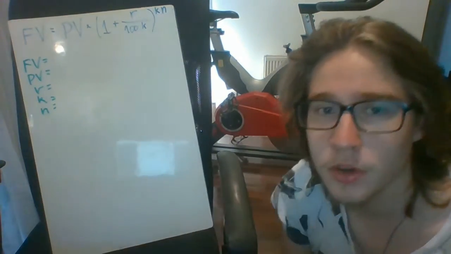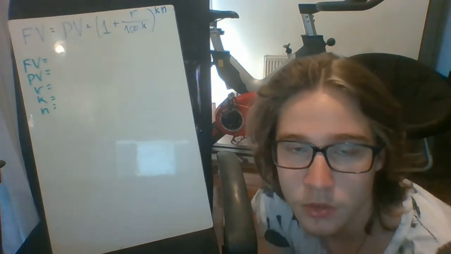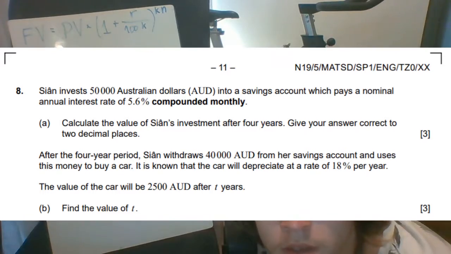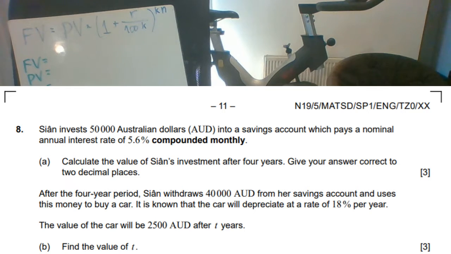Hello everybody. Today we're going to be going over a compound interest problem at the IB Math Studies level. The problem tells us that Cyan invests 50,000 Australian dollars into a savings account, which pays a nominal annual interest rate of 5.6% compounded monthly. Okay, that's a ton of information.